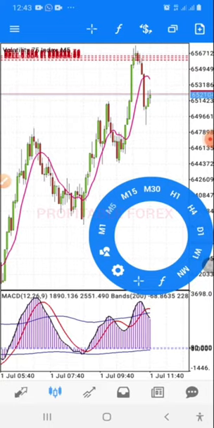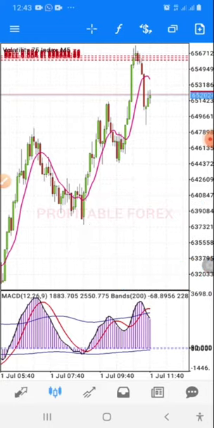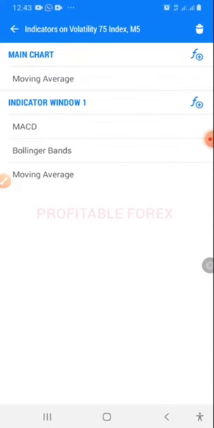So let's proceed to our indicator window. So here we are. We have just 4 indicators, 1 on the main chart and 3 on the indicator window. We start from the setup of the main chart indicator, and that is the moving average.